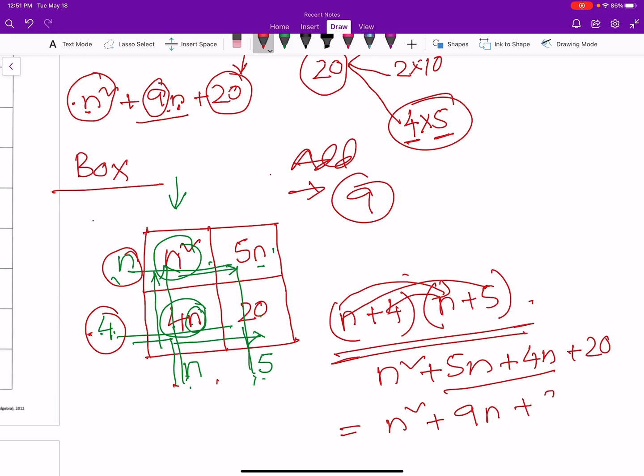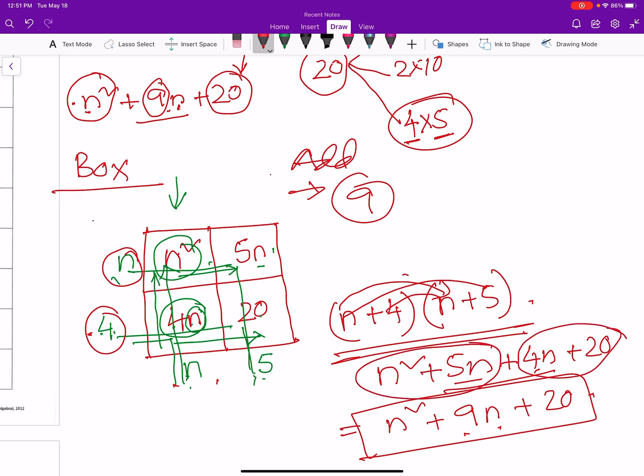So once you add the middle terms, you get n squared plus 9n plus 20. There is another way of solving this, that is called grouping. You break this into this, and then you make two groups. Okay, from these two binomials you work. We'll do it later if required. Okay, so these are all the same thing. All right.